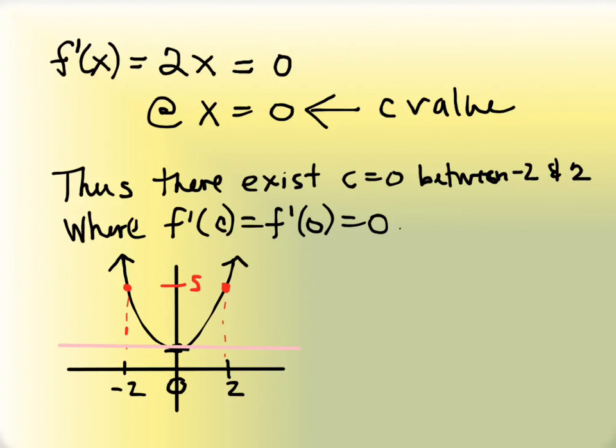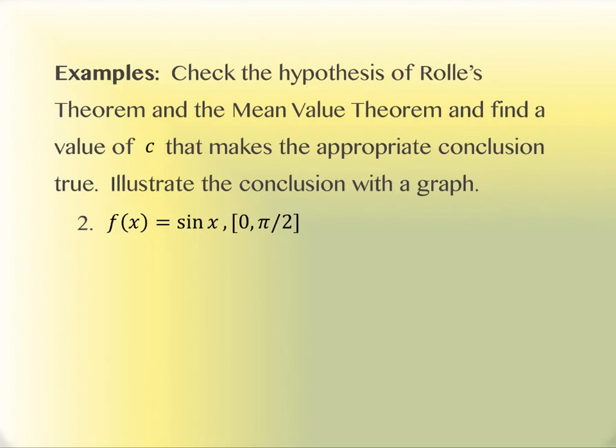Okay, we're going to do another example, a little bit trickier in terms of the equation. All the same directions, okay? Illustrate the graph and check the hypothesis, all the same directions. But our equation is actually f of x equals sine of x. And this is going to go between the values of 0 and pi halves.